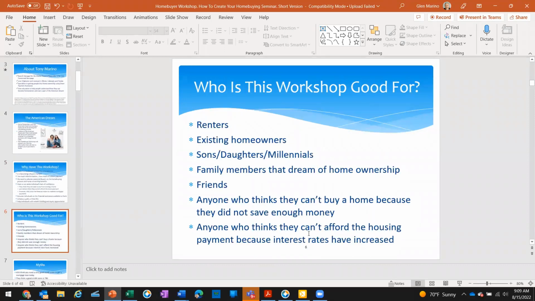Who is this workshop good for? Well, it's good for renters, existing homeowners. Something that I think we overlook are sons and daughters of clients that we've already worked with. I've got 3 daughters. 2 out of the 3 have already used down payment assistance to buy their homes. So it's the millennials, it's the sons, it's the daughters.